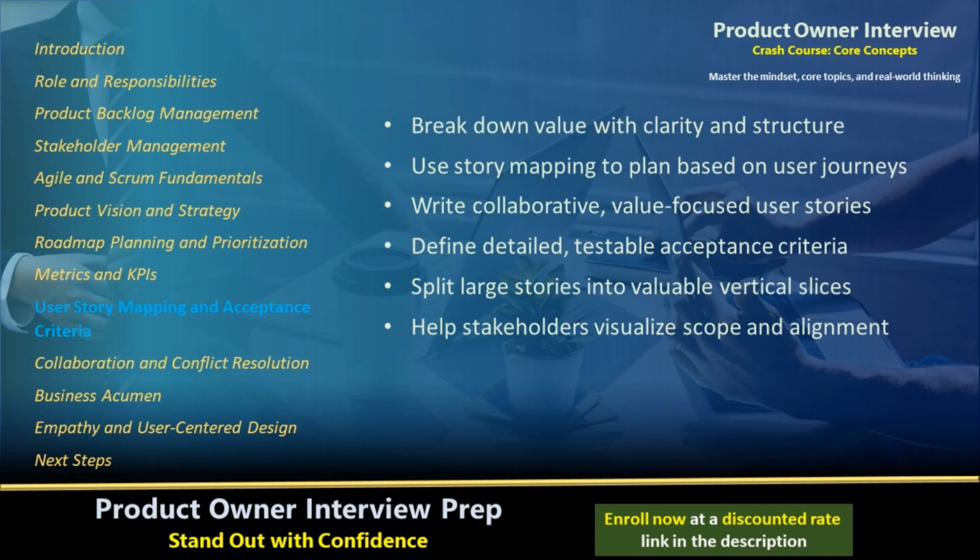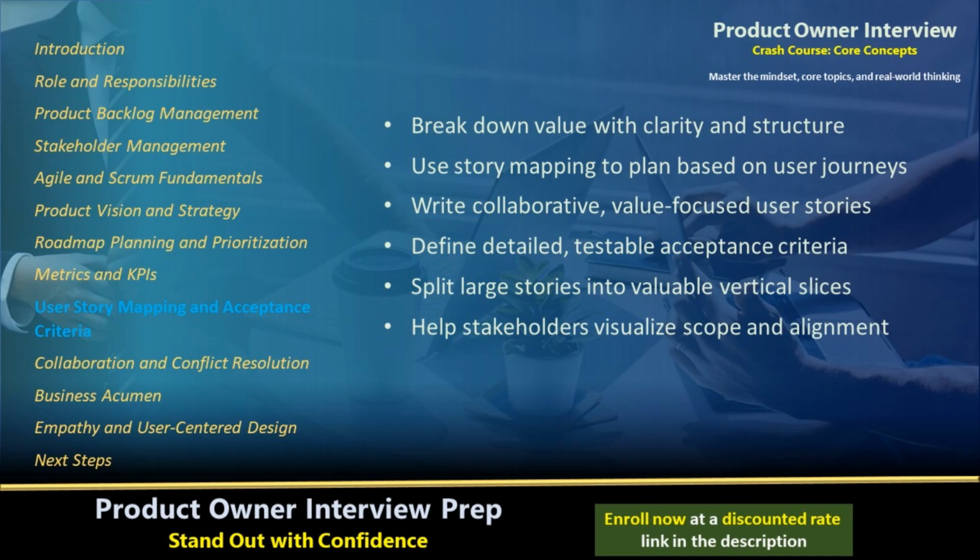Start by explaining user story mapping as a technique, laying out the user journey as activities and tasks, then slicing that journey into vertical slices of value. This helps you prioritize based on outcomes, not just features. You can say something like, "I use story mapping at the start of new epics or releases to visualize the flow and ensure we are solving real user problems." It also helps the team see dependencies and plan MVPs more effectively.